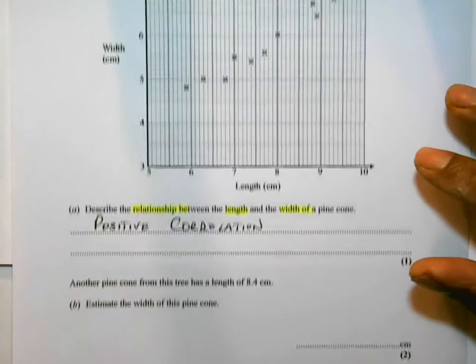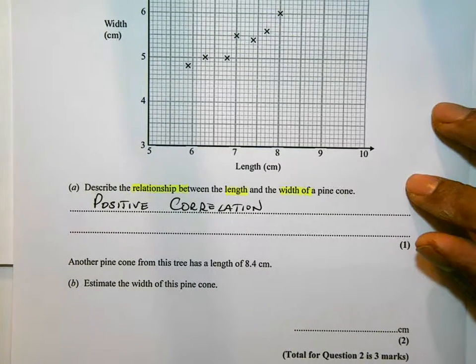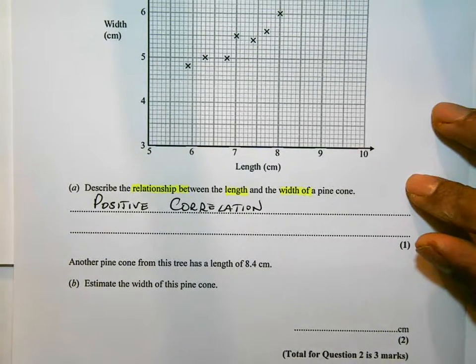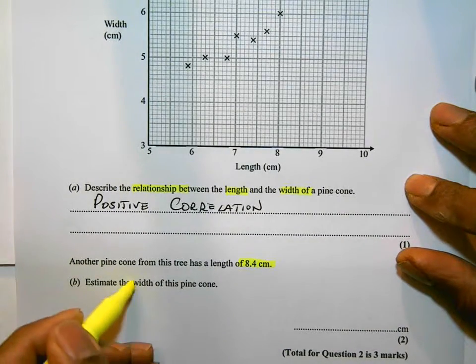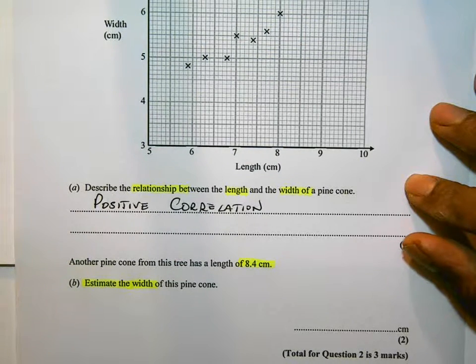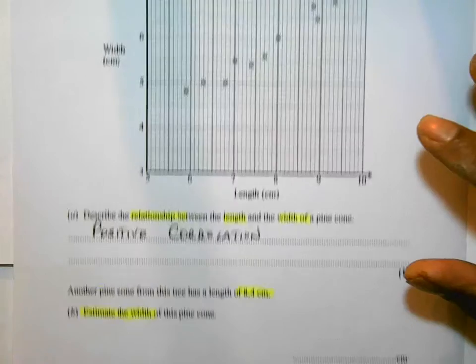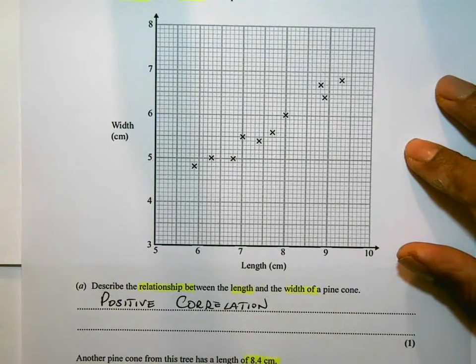Part B says another pine cone from this tree has a length of 8.4 centimeters. Estimate the width of this pine cone. So they've given us the length of a particular pine cone from this tree, and they want us to use the graph to estimate the width of the pine cone. And in any scatter graph question, you will always have to draw a line of best fit. That's something you need to expect to do and always do. Okay, so we've got the points. As we showed before, there's a positive correlation.